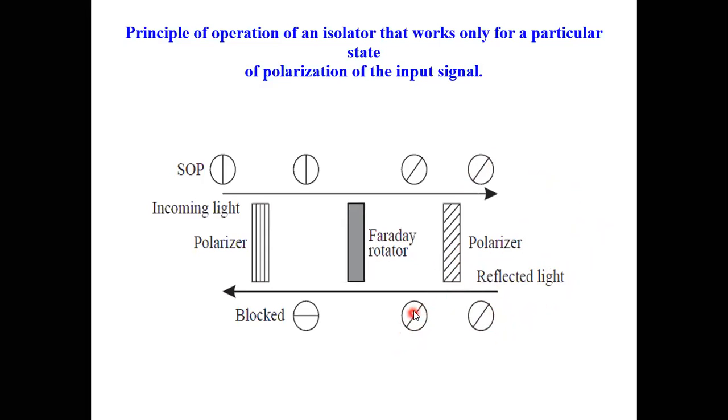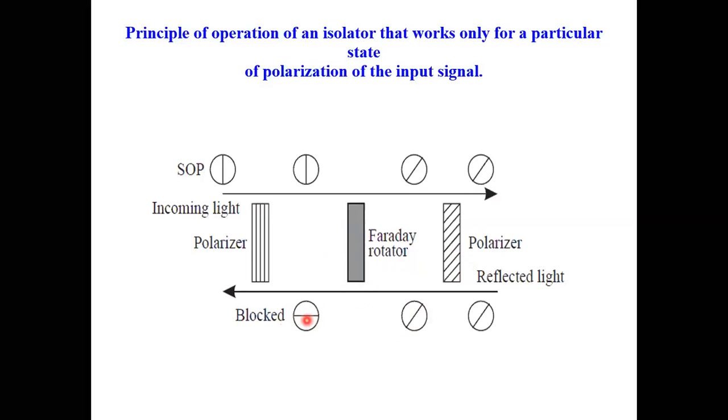So reflected light has entered the isolator with the help of the polarizer. Now it faces the Faraday rotator. What this Faraday rotator will do, its work is to give a phase shift of 45 degrees to the incoming signal. The incoming signal already has a phase shift of 45 degrees, then this Faraday rotator will again give a phase shift of 45 degrees. So 45, another 45, it gives me 90 degrees.